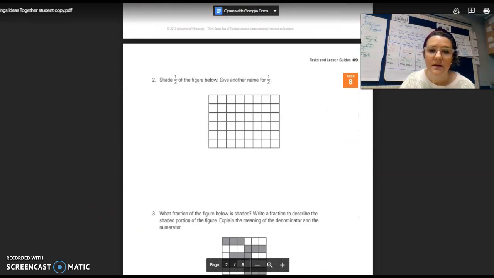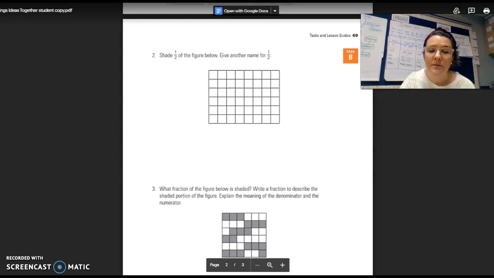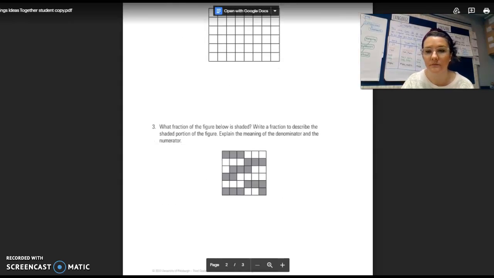All right. In this next problem, you're going to be shading 1/2 and then giving another name for 1/2. Okay, so again, finding those equivalent fractions. Think about the relationships between numerators and denominators.